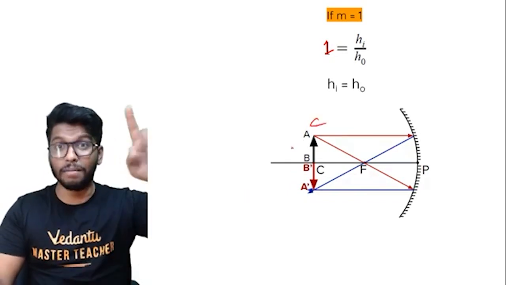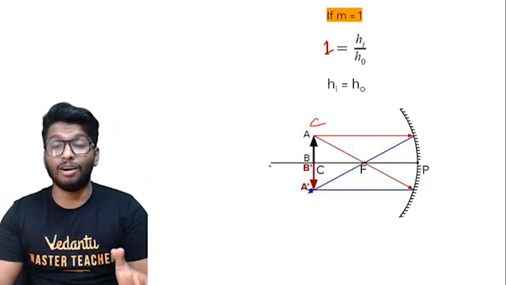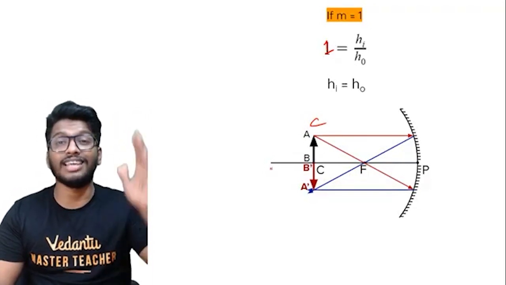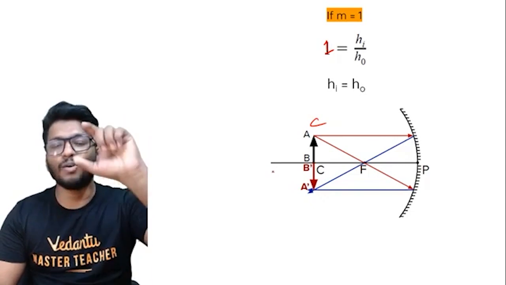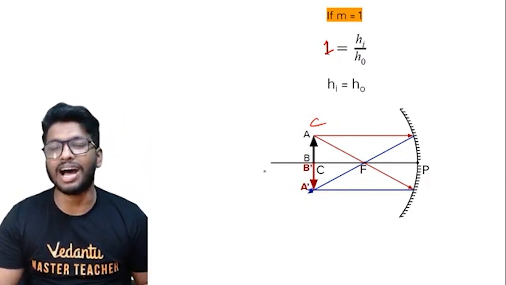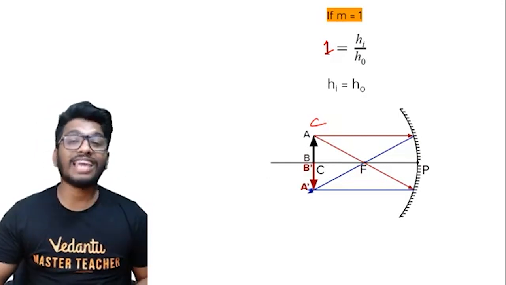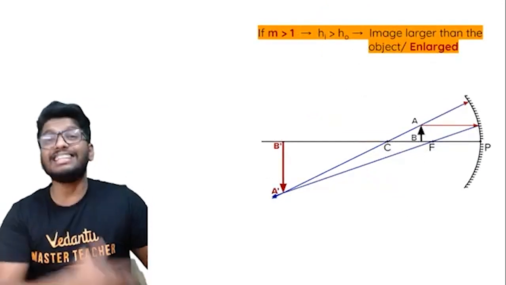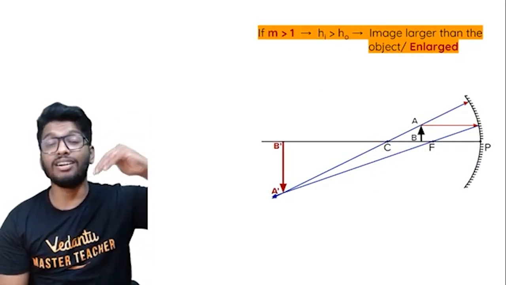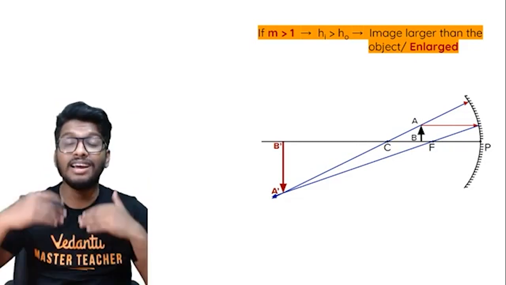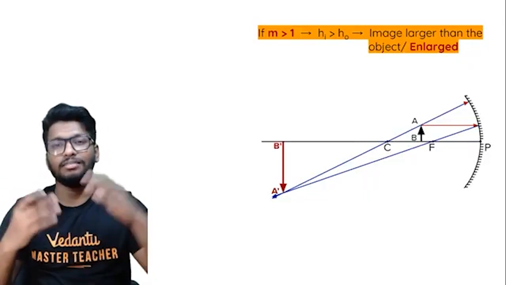If you remember the ray diagram, I told you in a concave mirror, when you keep the object on the center of curvature, then the image will also be formed exactly on the center of curvature itself, and it will be of the same size. So this is the condition that you satisfy when the object is placed at the center of curvature. If the magnification is greater than 1, that means the image size is greater than the object size, which means the image is magnified or enlarged, and the object is smaller.